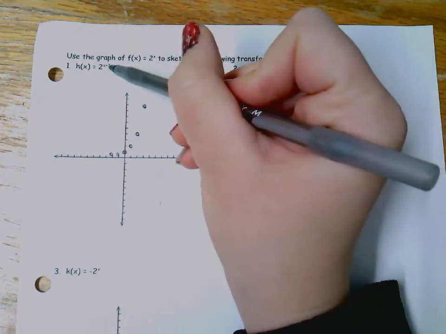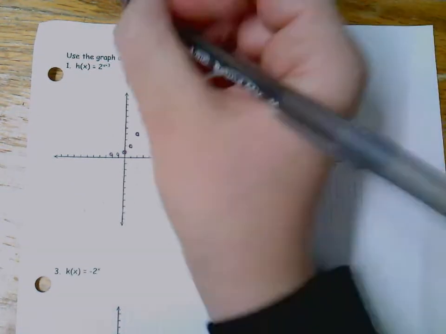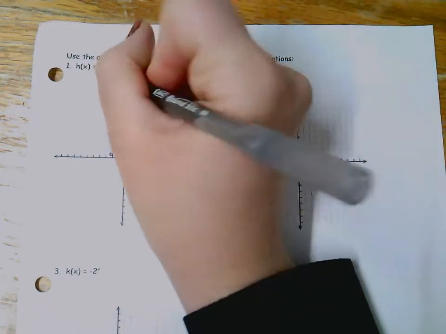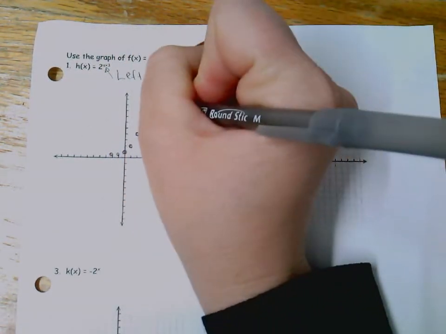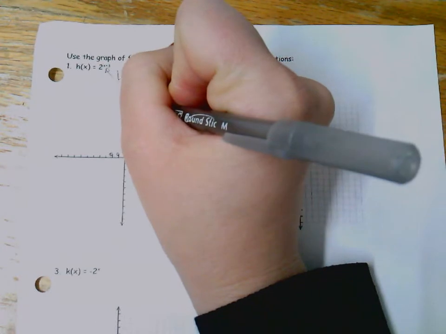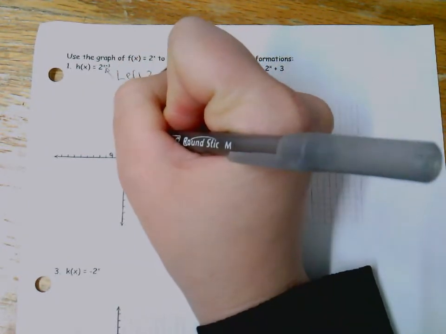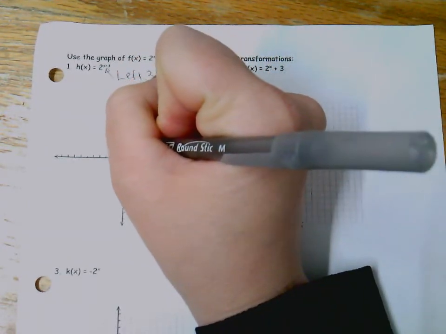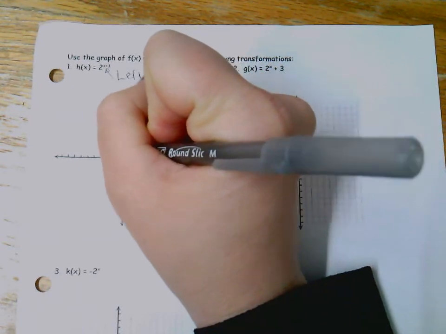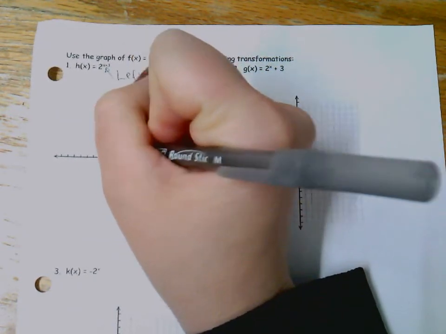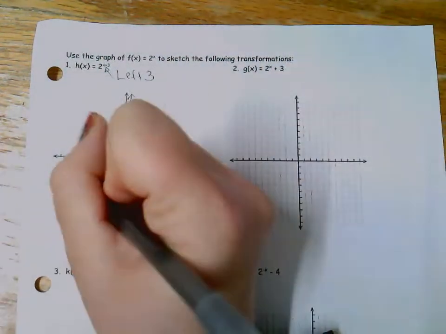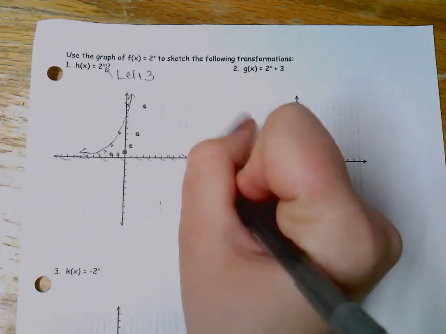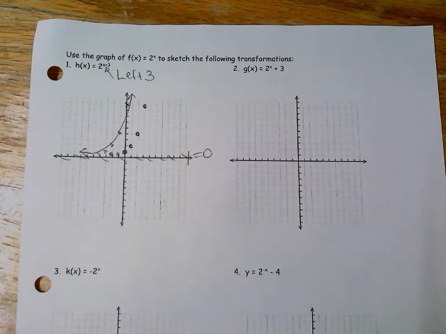What is this doing to my graph? It's a plus sign with the x, so that's going to shift it left 3. So I'm going to take each of my points, 1, 2, 3, 1, 2, 3, 1, 2, 3, 1, 2, 3, right? So here's my new graph that's been shifted to the left 3 units. Where's that asymptote? It's still at y equals 0.